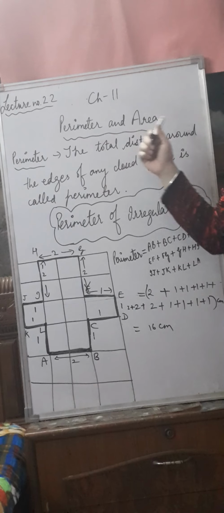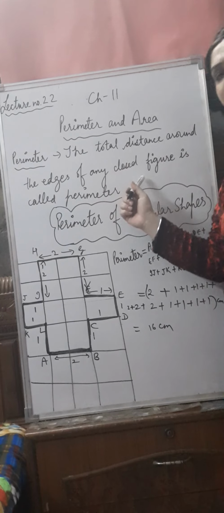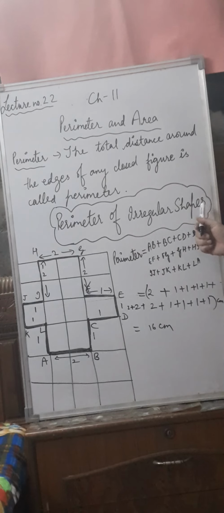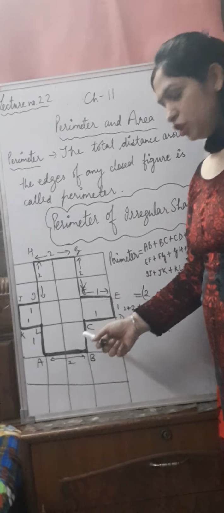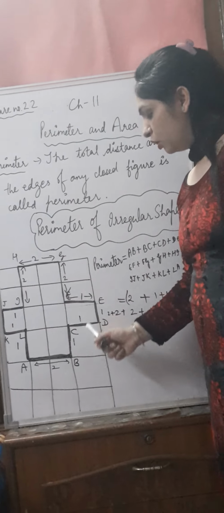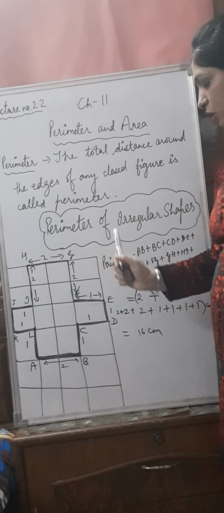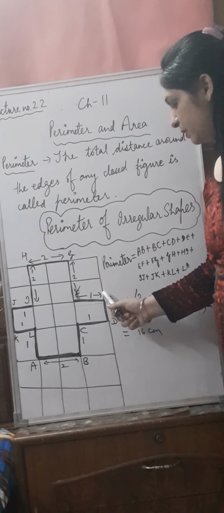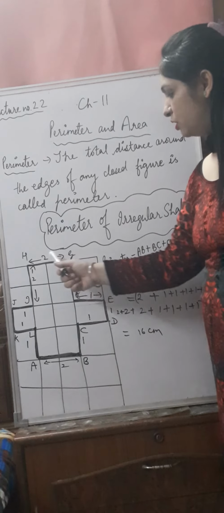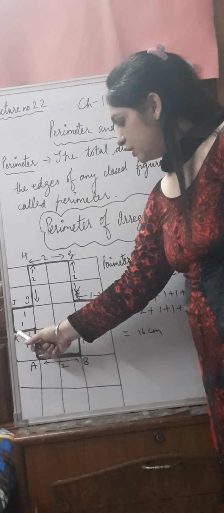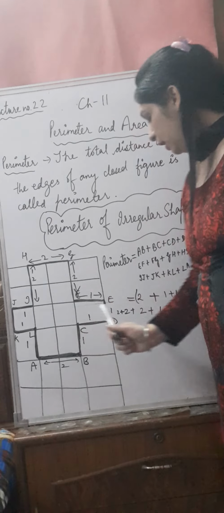The perimeter is the total distance around the edges of a closed figure. Now let's look at the perimeter of irregular shapes. This is an irregular shape, so we have to find the perimeter of this shape. The boundary of a closed figure is said to be its perimeter. So the perimeter is AB plus BC plus CD plus DE plus EF plus FG plus GH plus HI plus IJ plus JK plus KL and plus LA.